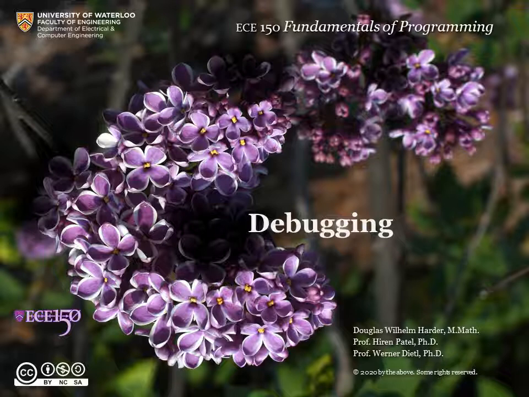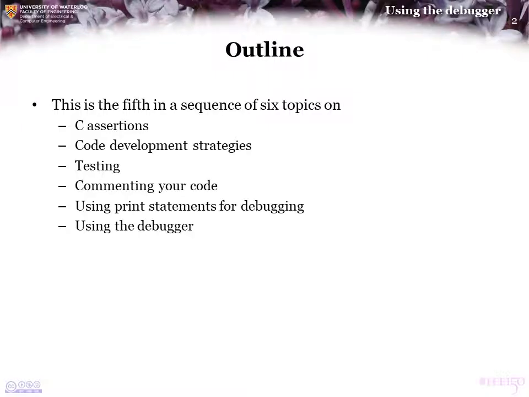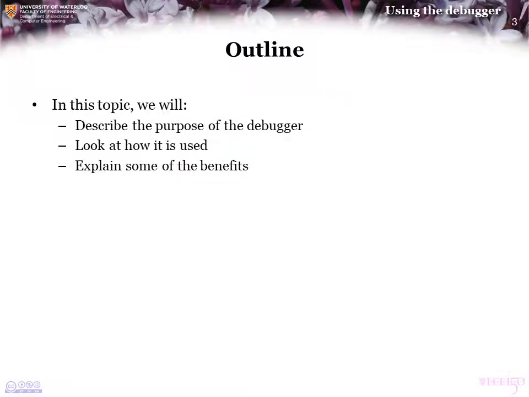In this talk, we're going to introduce the concept of debugging and using the debugger. This is the last in a sequence of topics on C assertions, code development strategies, testing, commenting your code, using print statements for debugging, and finally using the debugger. In this topic, we will describe the purpose of the debugger, look at how it is used, and while we're at it, explain some of the benefits.